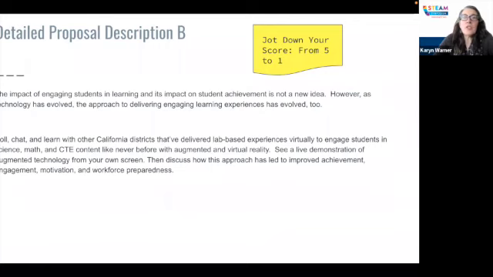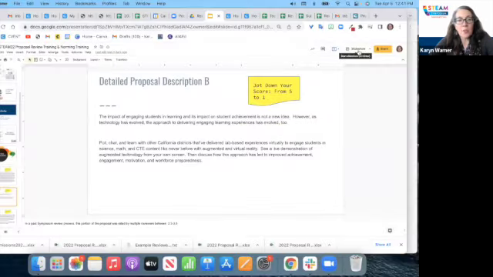Read through this and then jot down your score, 5 being excellent, 1 being poor. So now that you've had a chance to jot down your score, this presentation actually scored a 2.3. So we had someone who scored it at a 3 and someone who scored it lower than that, and so 2.3 was the average score for this one.